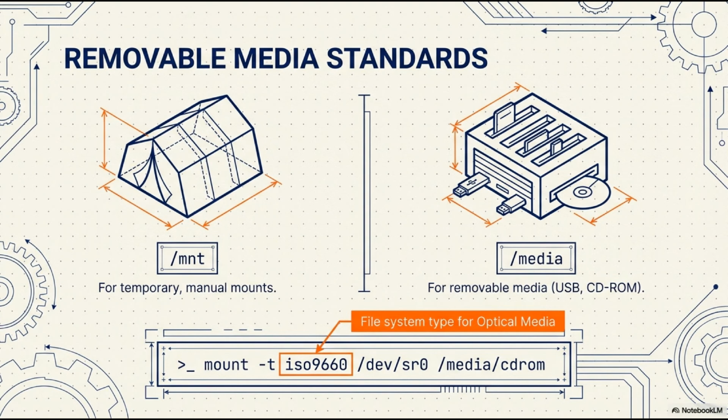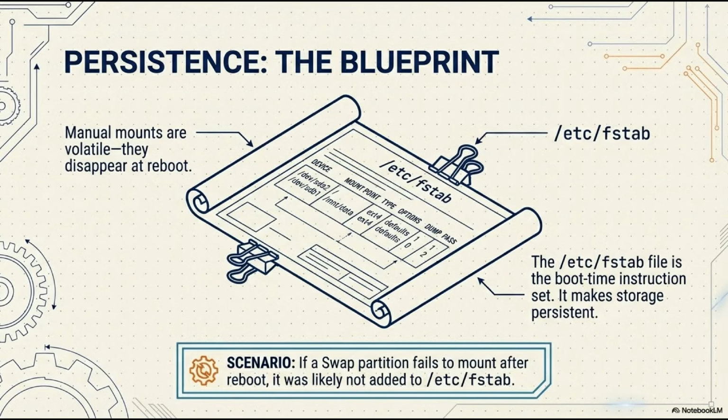Okay, so we've got the drive mounted. We see it. We can write to it. But we have a huge problem. Slide 6 and 7 are all about persistence. This is probably the most critical concept for anyone managing a server. Everything we have done so far, just typing mount in the terminal, is volatile. Volatile as in, if I reboot, it's gone. Poof. Vanished. Yeah. When a Linux server reboots, it wakes up with amnesia.